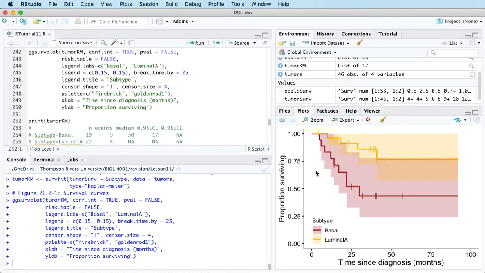The red survival curve is for the basal subtype, and the yellow one is for the luminal A subtype. It appears from this graph that individuals having the basal subtype have a worse prognosis, in other words poorer survival, than subjects having the luminal A subtype. This is useful information to know because there might be different treatments that would suit the different subtypes.